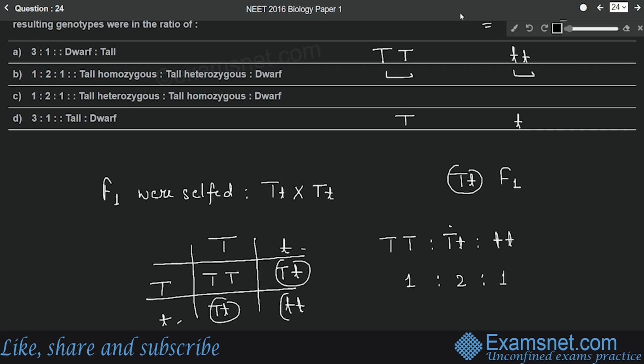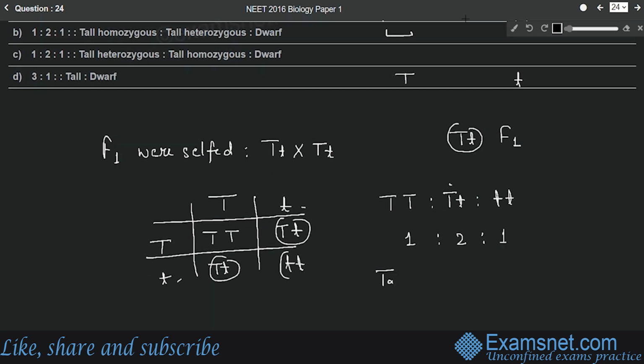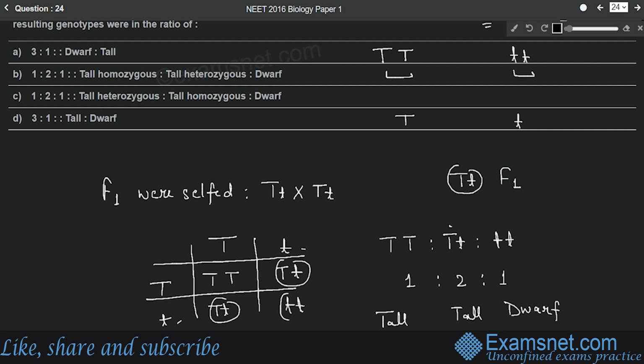Now capital T capital T is what? Tall homozygous, because both genes are same, homozygous. Capital T small t is tall, but it is heterozygous. And small t small t will be dwarf. So from here we can see that the correct ratio will be option number B. Tall homozygous is to tall heterozygous, is to dwarf will be 1:2:1 as we have seen here. So option B is the correct answer.